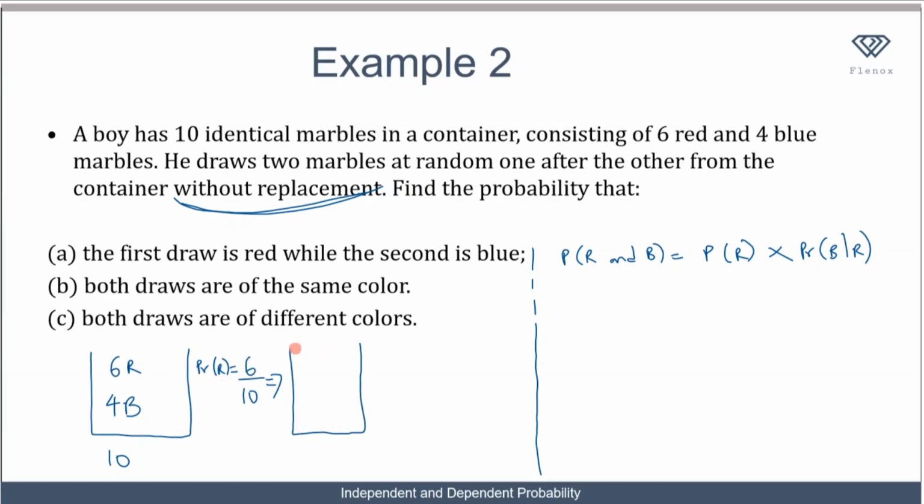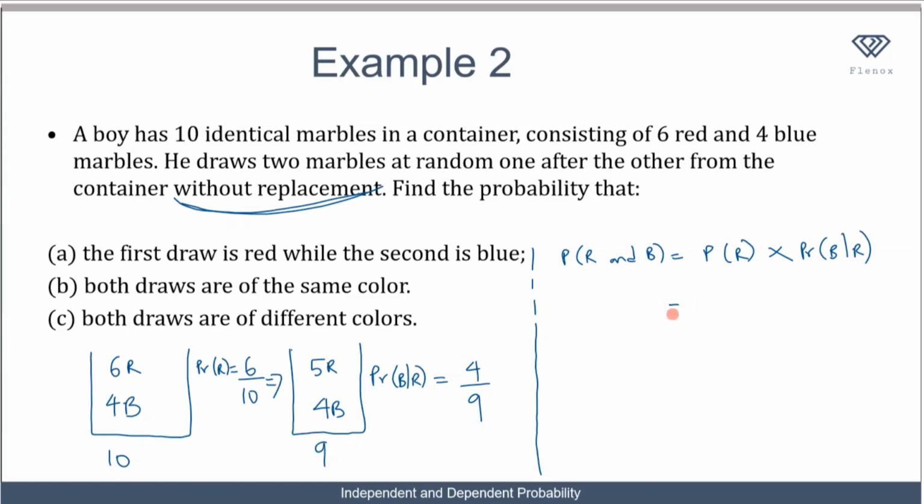But now after I've picked one of the red balls away from here, how many red balls do I have left? I'm left with just 5 red balls, but my blue balls are still 4. So now altogether, how many balls are remaining? 9 balls are remaining. So in this container now, what is the probability of picking a blue ball, given that I've picked a red ball initially, and that is why the number of red balls has reduced? Number of blue balls remaining in the container will be 4, and the total number of balls remaining in the container will be 9.